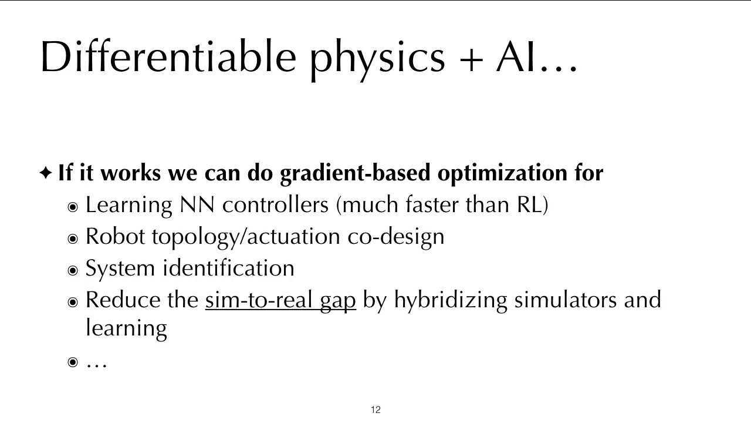You can also do system identification that somehow measures physical properties of a module in your robot by watching a video. You can even try to reduce the sim-to-real gap by hybridizing simulators and learning, because now you can hybridize simulation modules and deep neural networks into a single system and train it end-to-end.